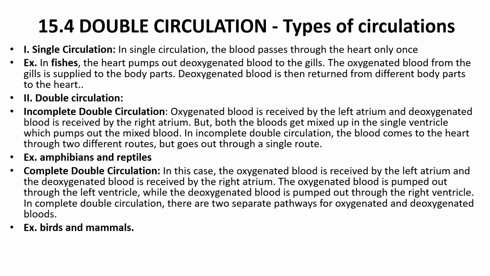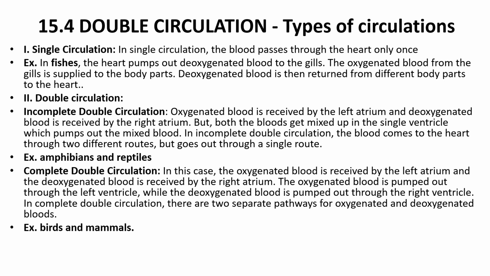Then in double circulation, first is incomplete double circulation. Oxygenated blood is received by the left atrium and deoxygenated blood is received by the right atrium. But both bloods get mixed in the single ventricle, which pumps out the mixed blood. In incomplete double circulation, the blood comes to the heart through two different routes but goes out through a single route. So it is called incomplete double circulation.